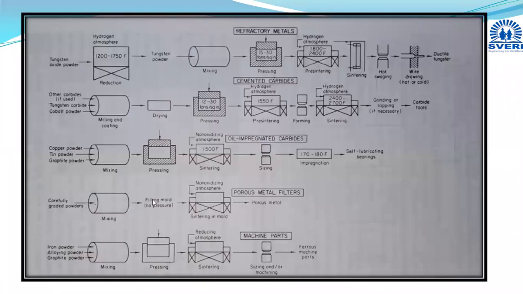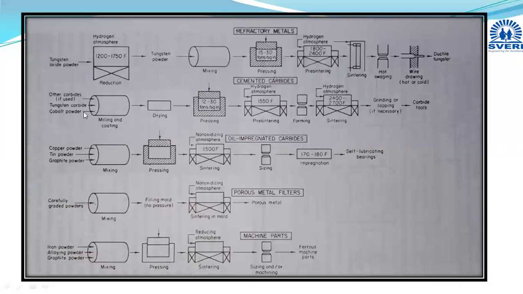This is one common chart I have added here. I will explain the symbols for the various operations, which will help you to draw the flow charts. This is the symbol for the reduction operation. This is the temperature range you have to mention, and whichever environment you are using, you can write at the top.